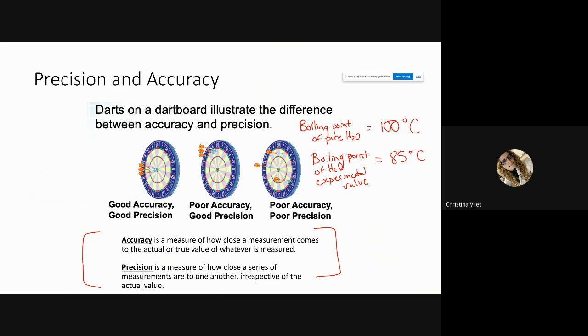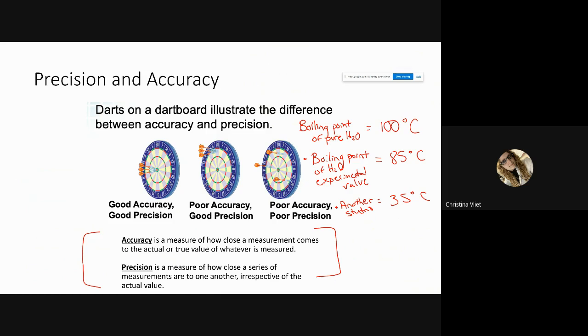Let's say another student ran the experiment, and they got that the boiling point of water was 35 degrees Celsius. Are they off? Are they off significantly more than you? Okay, so not very accurate at all.